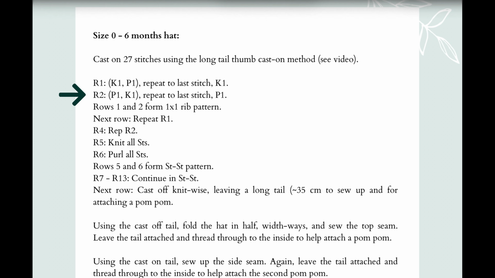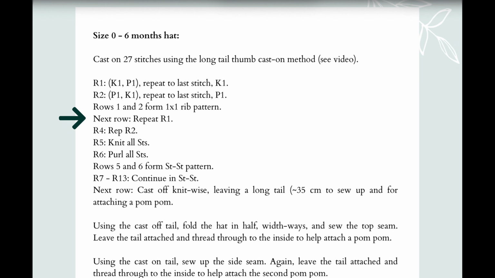And then on row 2, you've got our curvy brackets, and inside we've got P1, K1, which means purl one, knit one, and we're going to repeat that to the last stitch and then purl one. So we'd purl one, knit one, purl one, knit one, all the way to the very last stitch left, and you just purl that last one. And then I'm detailing that these 2 rows will form 1 by 1 rib pattern.